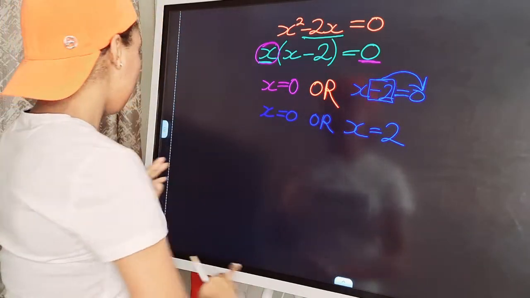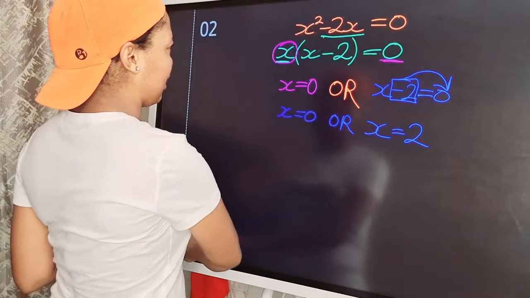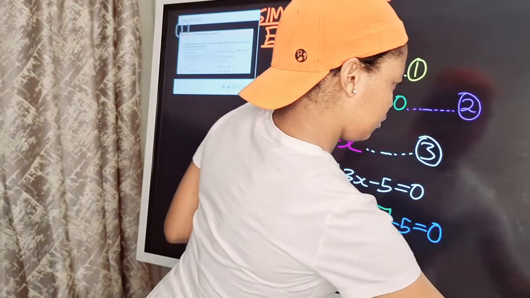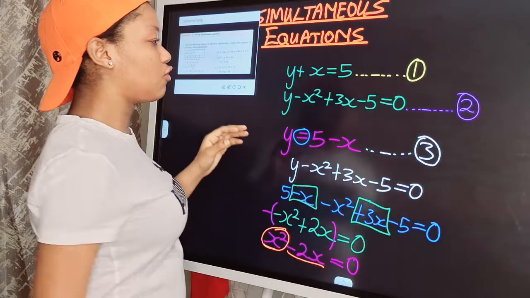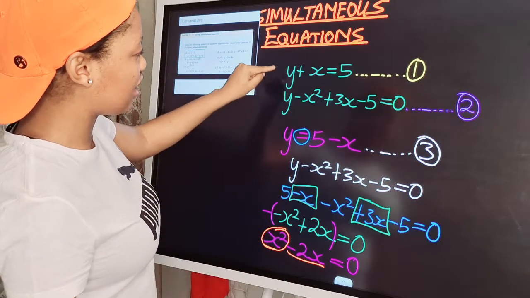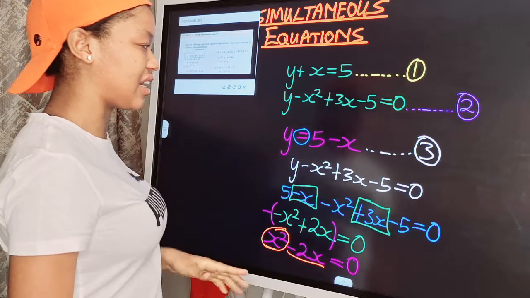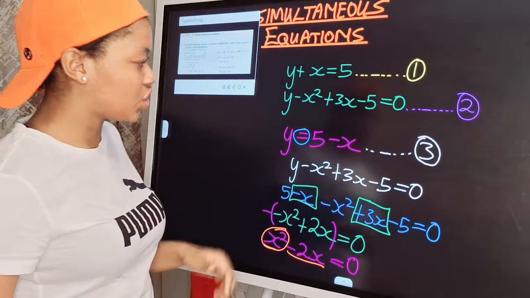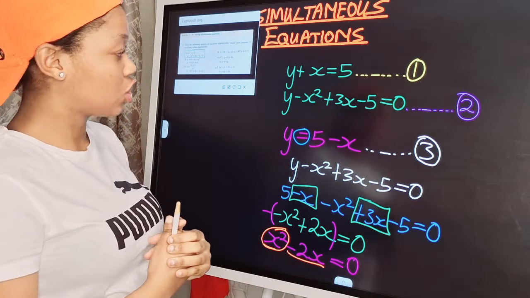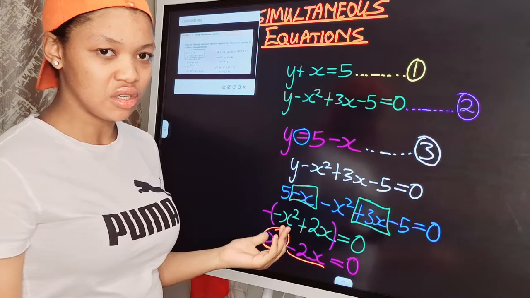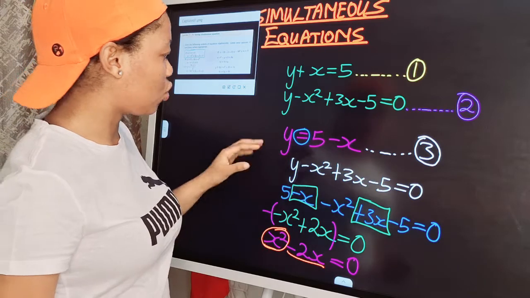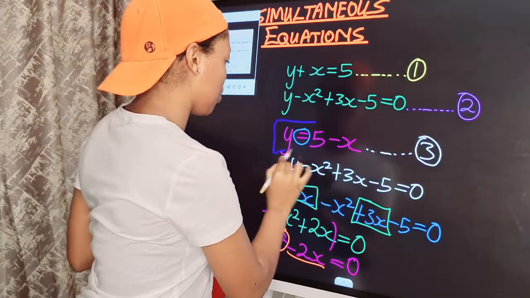So from here, we already solved for x. If we're going to solve for y, we just go back to the equations: equation 1, equation 2, and equation 3. You just choose any one of your choice to solve for y. Get it, guys, the best one is to take the easiest equation. So we can just take equation number 3.